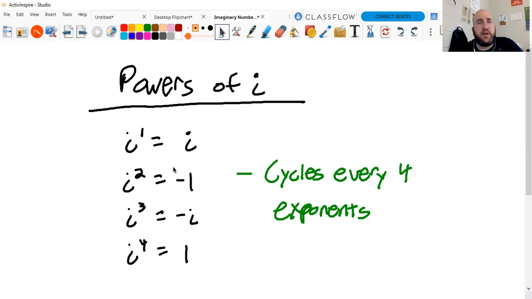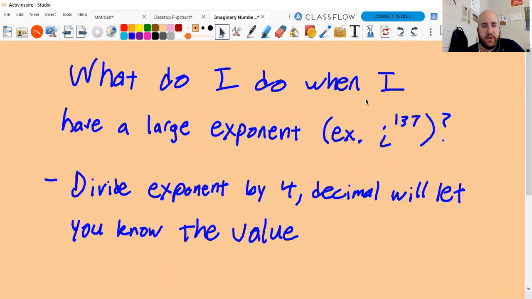What if you have a much larger number though? Say i to the 223rd power. You're not going to sit there and count to 223. Okay, so for smaller numbers, we can count it out. This rule actually applies to the smaller numbers as well, but the smaller numbers we can count out, it's a little easier. But for any number, particularly larger numbers, if I don't want to count it out, it's going to take too long. So what do I do? I have a large exponent, something I don't want to count out. Example, i to the 137th power. I divide my exponent by 4.